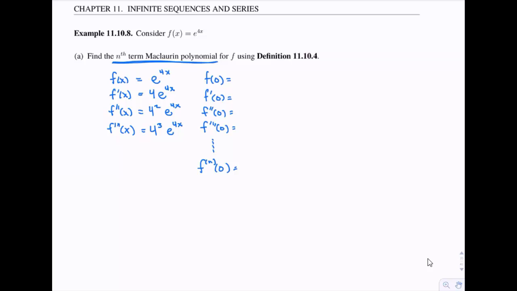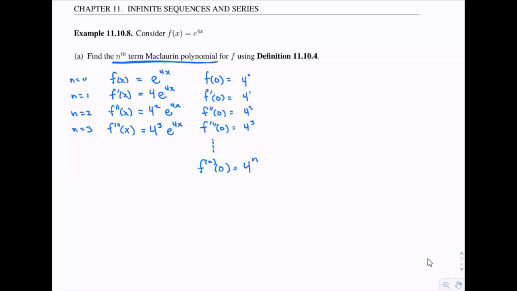And now if I plug in 0 in all of these cases, the first one's going to be 1, and then 4 to the first power, and then 4 to the second power, and then 4 to the third power. If you'd like, we can rewrite 1 as 4 to the 0 power. And now hopefully we can see a nice pattern here. It always seems to be whatever n is, n equals 0, 1, 2, 3. It always seems to be 4 to that power. So it's 4 to the nth power.